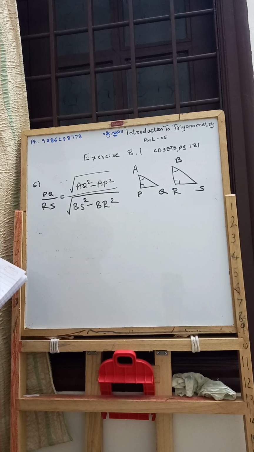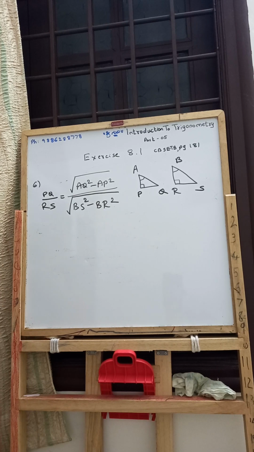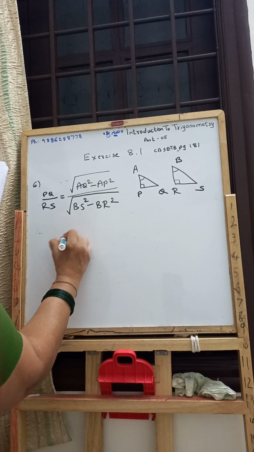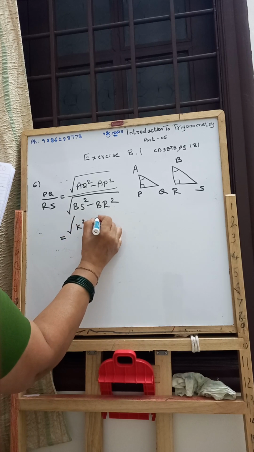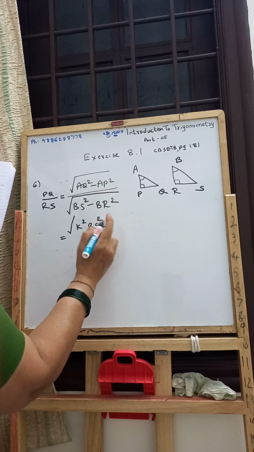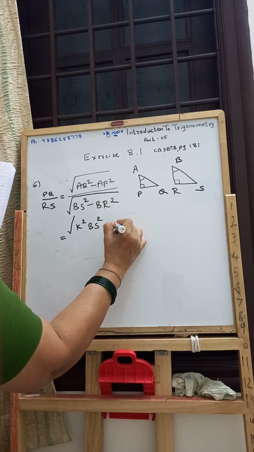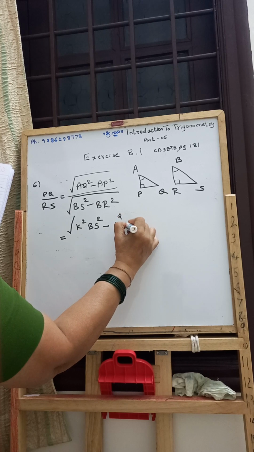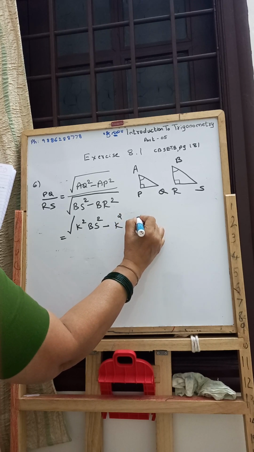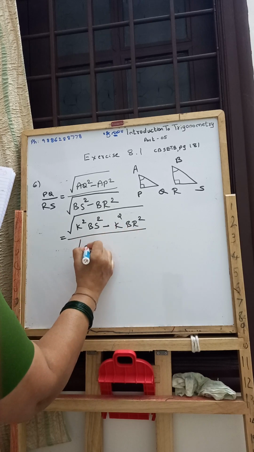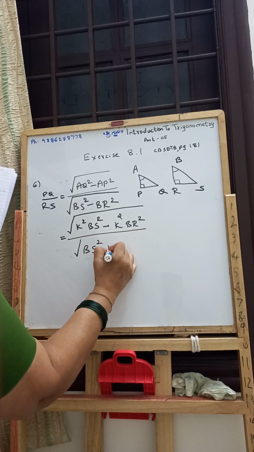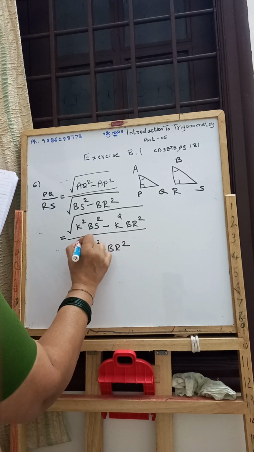But from 1 we found that AQ is equal to KBS. This is equal to square root of K square BS square minus, and AP is equal to KBR. Therefore, AP square will be K square BR square. This divided by square root of BS square minus BR square.